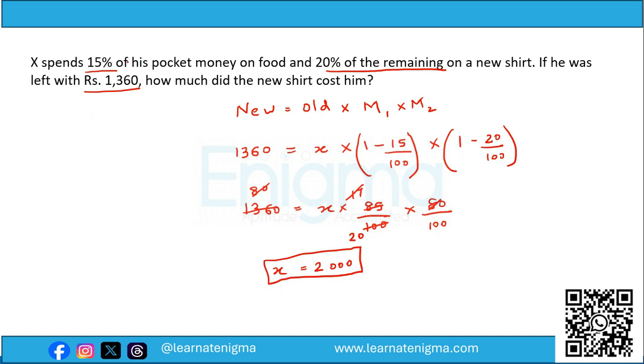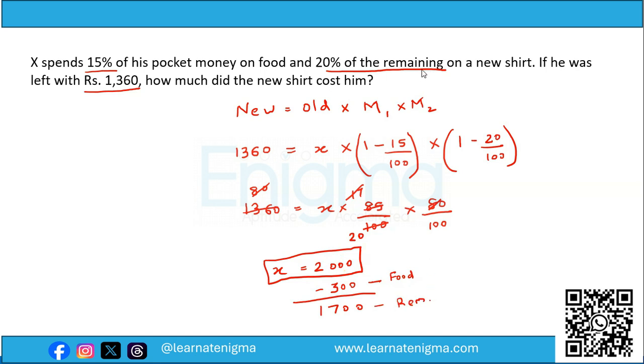Now X spends 15% of his pocket money on food. So 15% of 2000, that will be 300 rupees. So the remaining amount is 1700. So this is spent on food and this is the remaining amount.